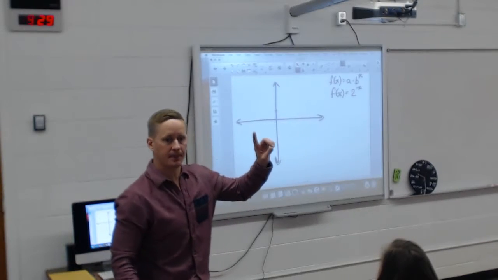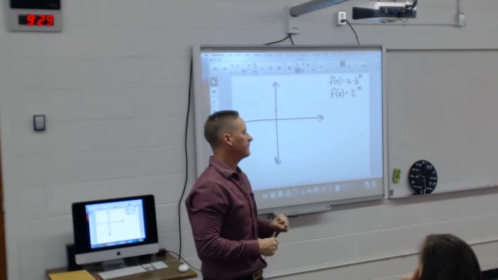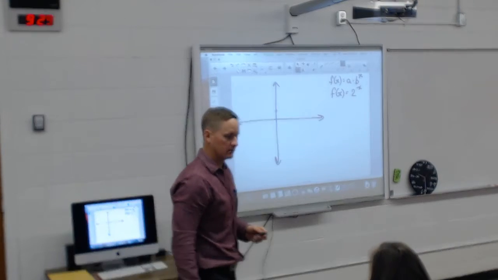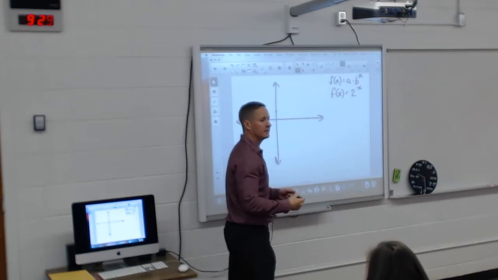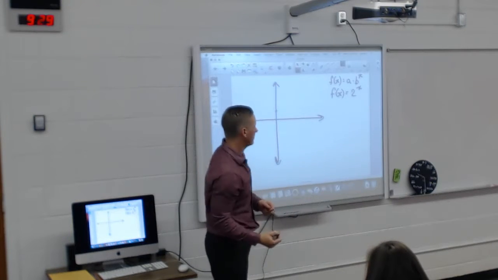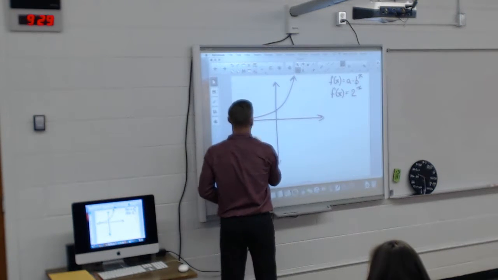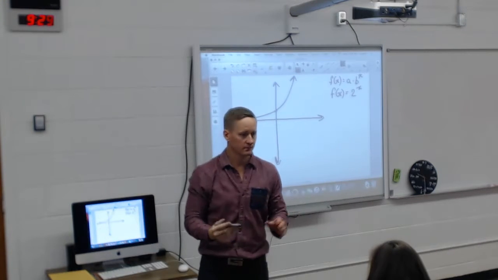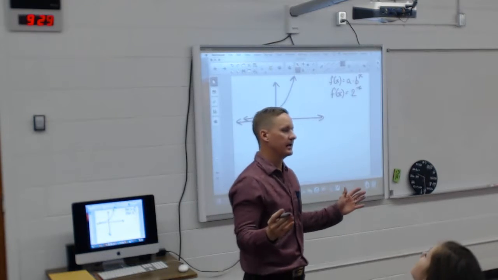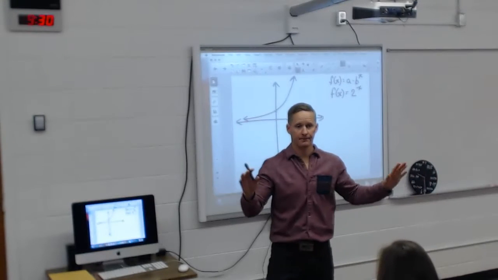Y-intercept is 1. We all agree? When x is 0, what is y? 1. Correct? What else do I know about this graph? End behavior. And what do I have to add into that a little bit? Increasing. So it goes like this, right? Domain? X is any real number. Range, right? Y is greater than 0. Okay, everybody's okay.